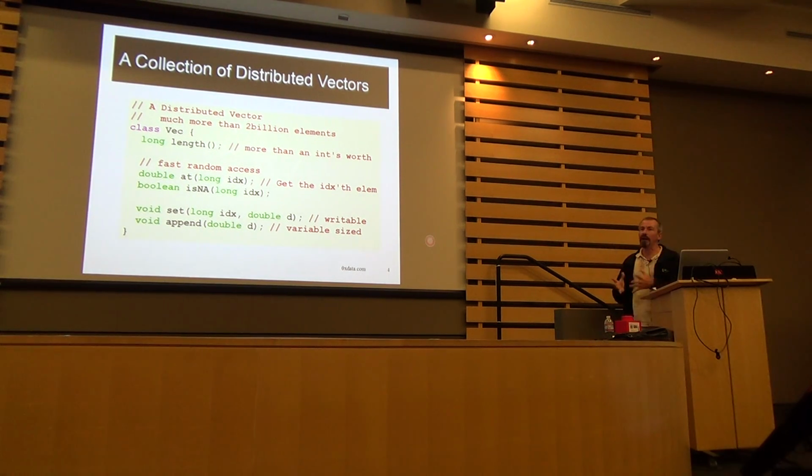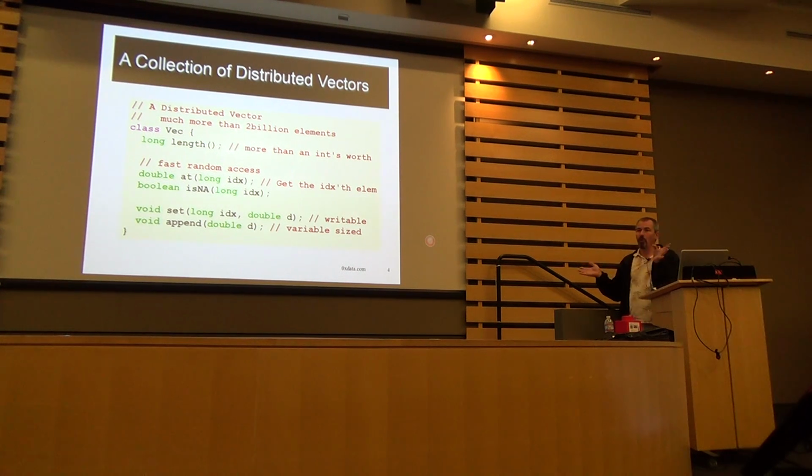So the building block in H2O is what we call a vec. It's a distributed vector, like a Java array, but the length is more than 2 billion, perhaps. So the length is listed as a long value. There's fast random access to any given element in the array, and the notion of missing data. And it's variable size: I can append, I can grow vectors to whatever size and shape I want.